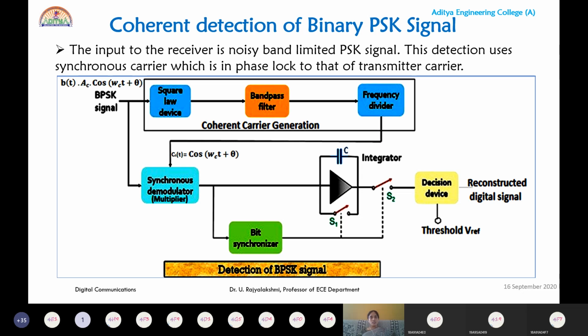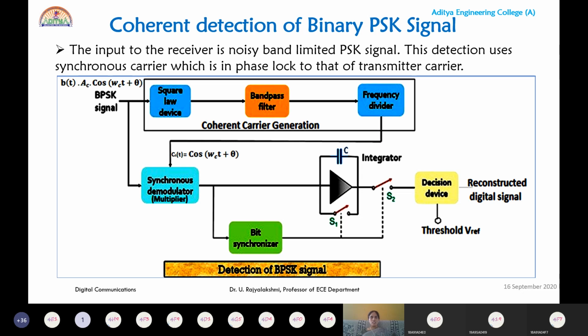So what is the general form of the BPSK signal? b of t into Ac cos omega ct. But here we are introducing a phase variation of theta due to the noise present in the channel. That's why we have modified the signal as b of t into Ac cos of omega ct plus theta. Other than that, everything is the same as the general BPSK signal. So the input to the receiver is a noisy band-limited PSK signal, and because of that noise component we introduce the phase variation theta.